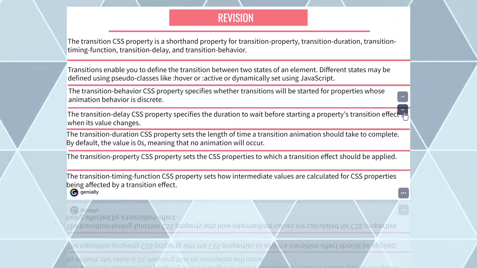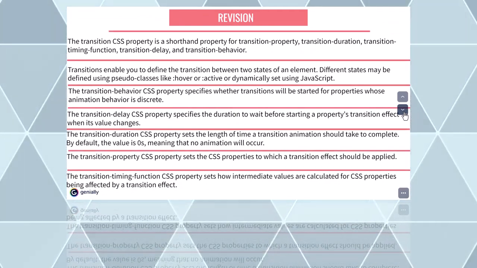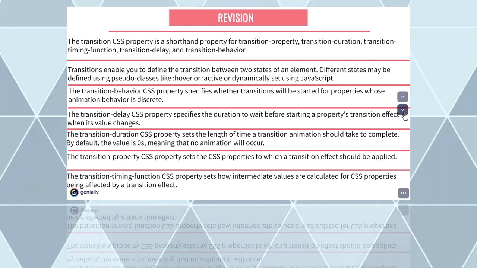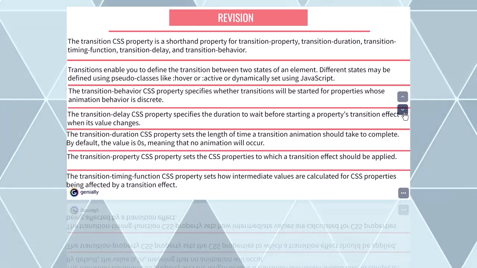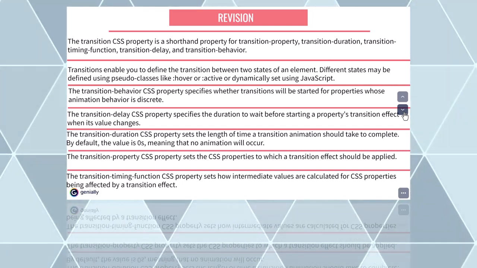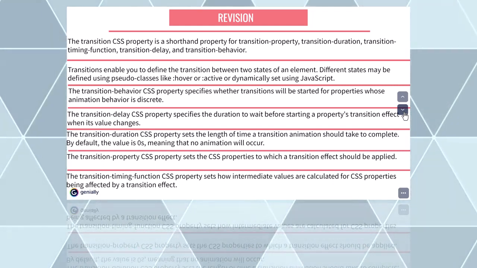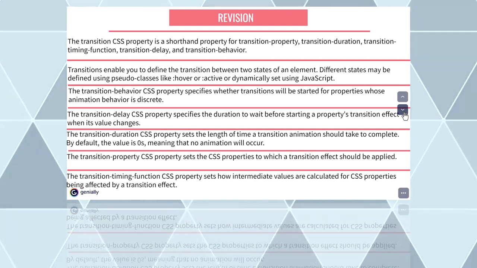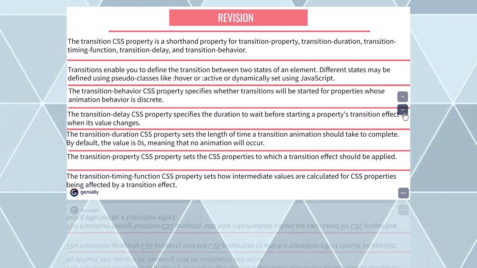Sister, can you read the first sentence for me? The transition CSS property is a shorthand property for transition property, transition duration, transition timing function, transition delay, and transition behavior.